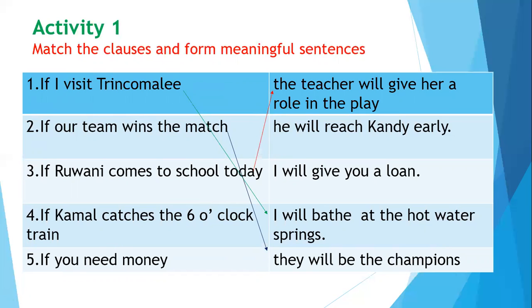Fourth answer. If Kamal catches the 6 o'clock train, he will reach Kandy early. Final one. If you need money, I will give you a loan. So those are the answers for the first activity. Well, let's move on to type 2.